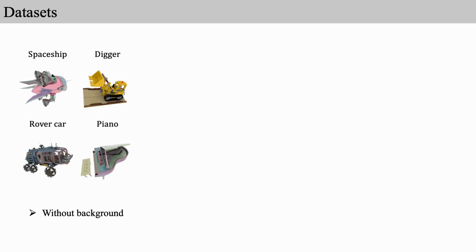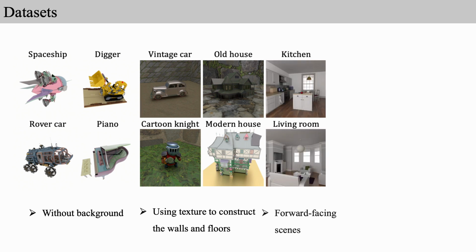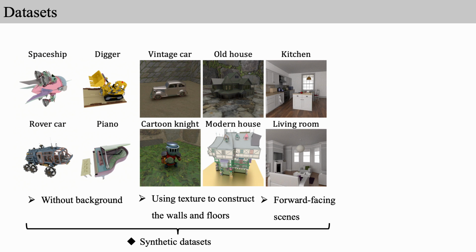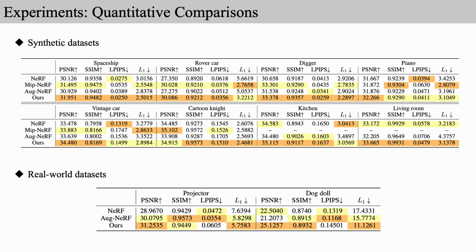To validate our method, we render and capture various datasets. First, 4 scenes are designed without background and the viewpoints are captured on a sphere surrounding the models. Second, 4 scenes use texture to construct the walls and floors, and their viewpoints are sampled on the upper hemisphere. Third, we render 2 indoor forward-facing scenes with limited camera location and camera perspectives. The above datasets are all synthetic scenes. We further capture 4 forward-facing real datasets to validate the robustness of our method using a camera and 8 color absorbers.